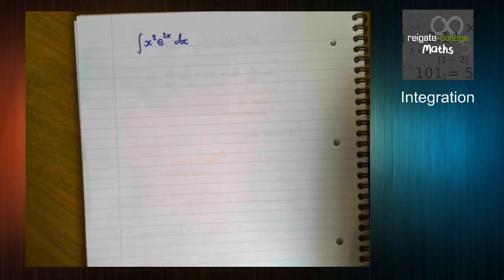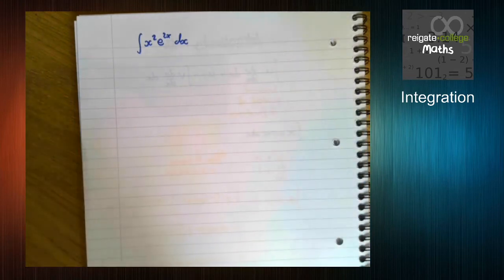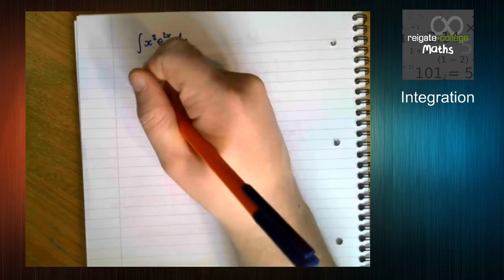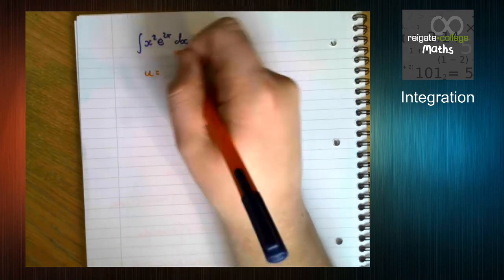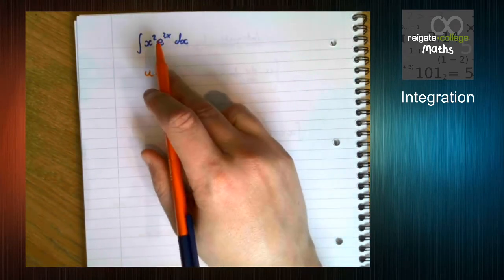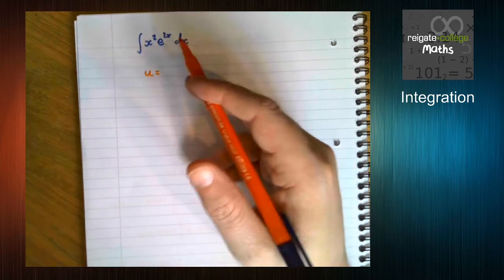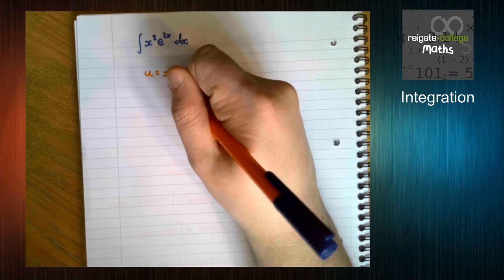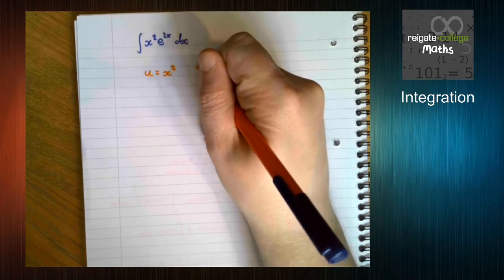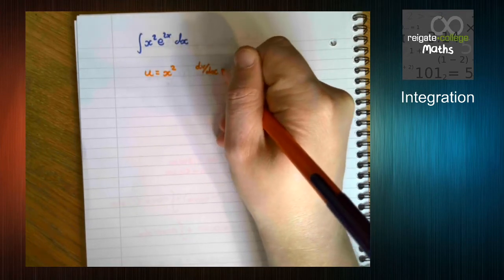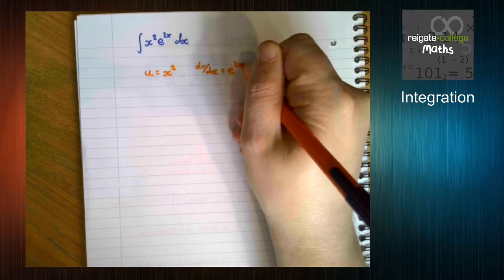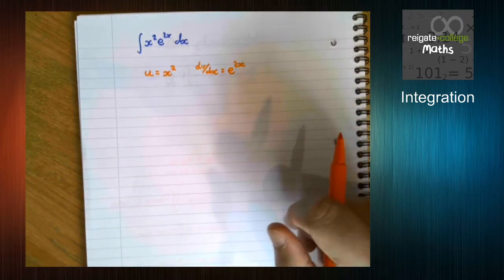Here's our second example. x squared e to the 2x. Again, identifying u and dv. We don't have any ln x, so that means u is the x function, the bit that's just x's or x squareds or that kind of thing. And the dv is the other function, whatever it is.